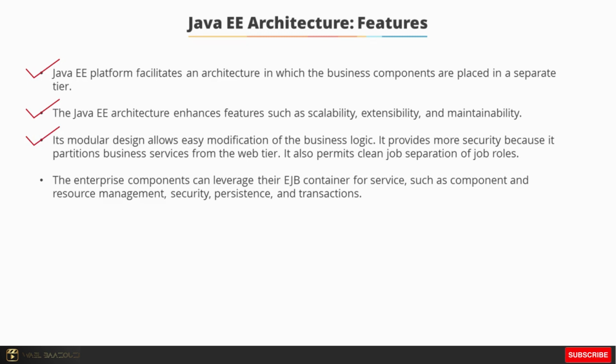Its modular design allows easy modification of business logic. It provides more security because it partitions business services from the web tier. It also permits a clean separation of job roles. The enterprise components can also leverage the EJB container for services such as component and resource management, better security, better persistence, and also transaction management.